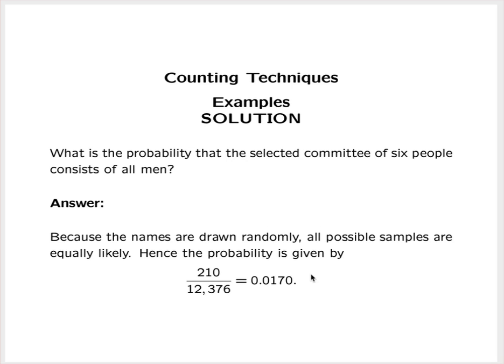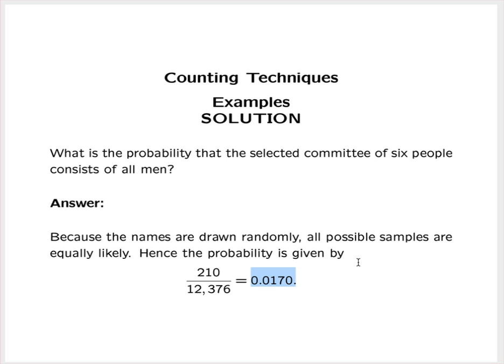Now, what is the probability that the selected committee of 6 people consists of all men? All right, so 6 men and 0 women. Again, because the names are drawn randomly, all possible samples are equally likely. And so the probability is given by the number of ways that we could select the committee of size 6 with only men, divided by the total number of ways that we can select the committee of size 6. And so 210 over 12,376. And so that probability is only about 2%, 0.017.